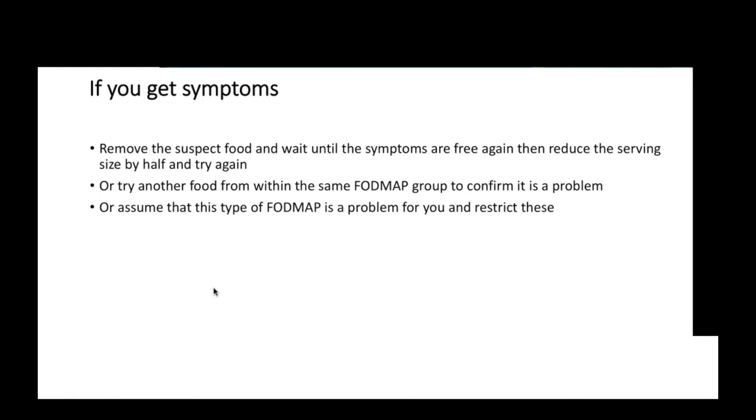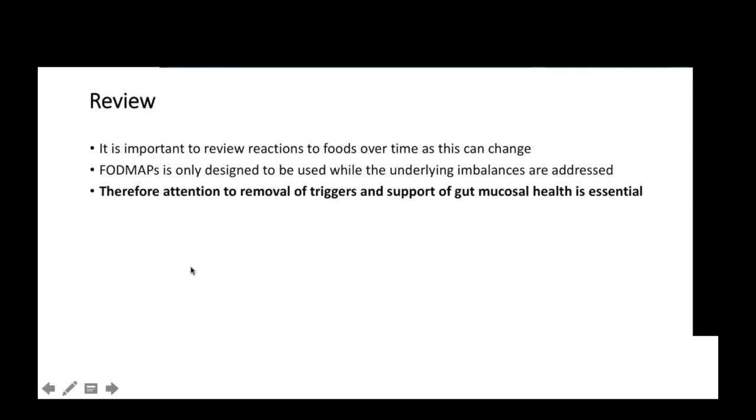And if you get symptoms, then you stop those foods, you go back to a low FODMAP diet, and you wait until you're symptom free. And then you either try a different food from that same FODMAP group. So if avocados affected you, you might try apricots. Or you assume that that FODMAP group is a problem for you at this moment in time, and you try a different FODMAP group. It doesn't mean these groups will be avoided for life, because it really will depend on the balance of the bacteria in your gut.